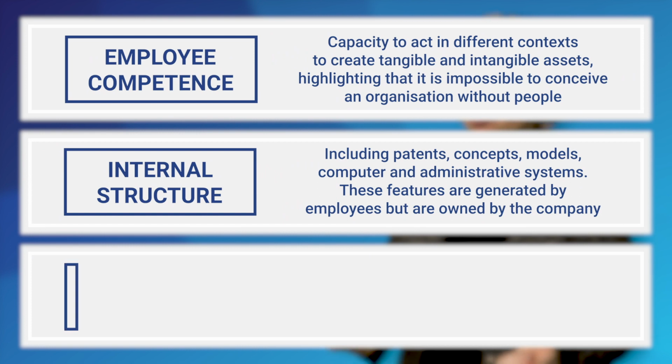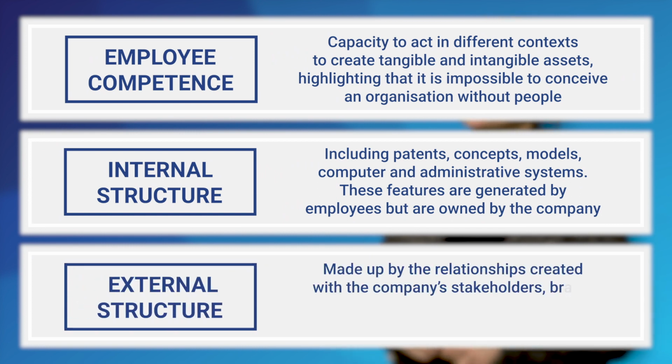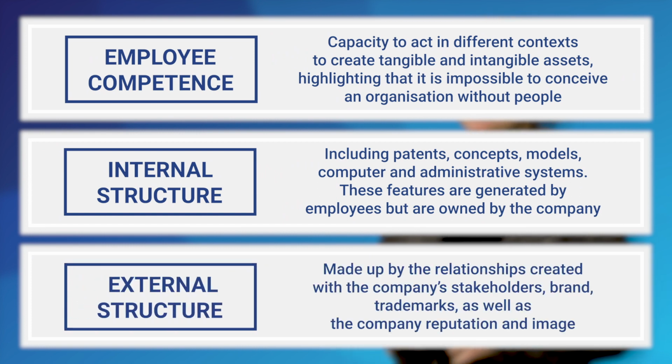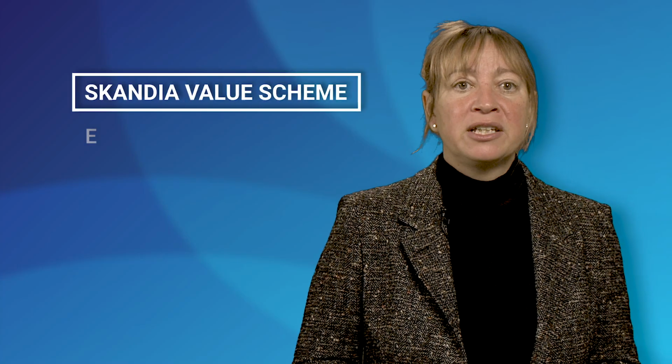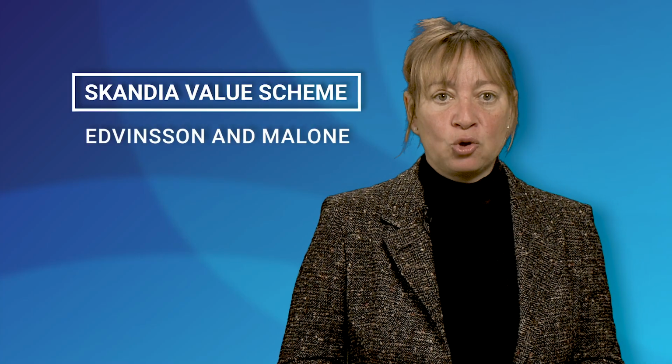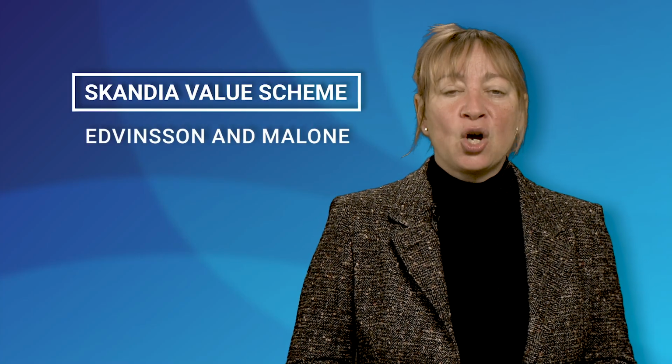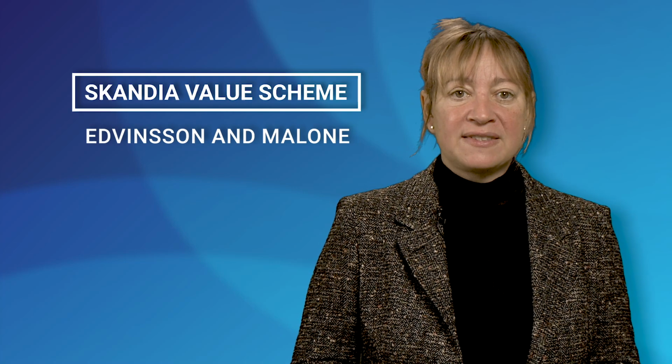Finally, the external structure is made up of the relationships created with the company stakeholders, brand, trademarks, as well as the company reputation and image. All these aspects can be ever-changing. Other popular classifications of intellectual capital models are suggested by many other authors. Among them, it is worth mentioning the one by Edvinsson and Malone in 1997 with the Skandia Value Scheme.